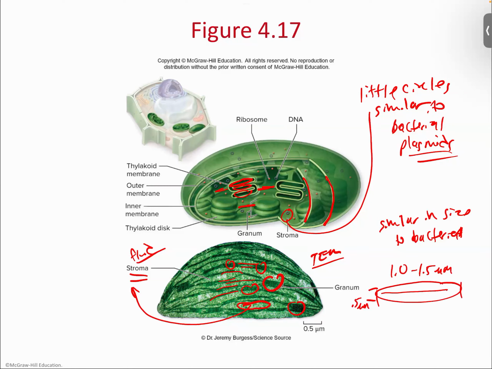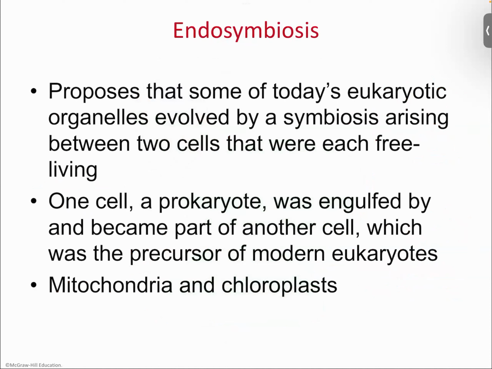Guess what the dimensions of a chloroplast and mitochondria are? Similar. So it's got 1 to 1.5 in length, 0.5 in width. So let's add this up. You've got a bacterial-looking plasmid in you. You're roughly the same dimensions as a bacteria. So the question is, were you at one point a free living bacteria, right?